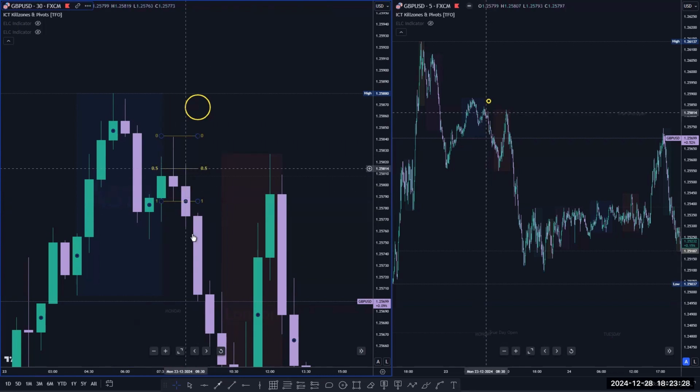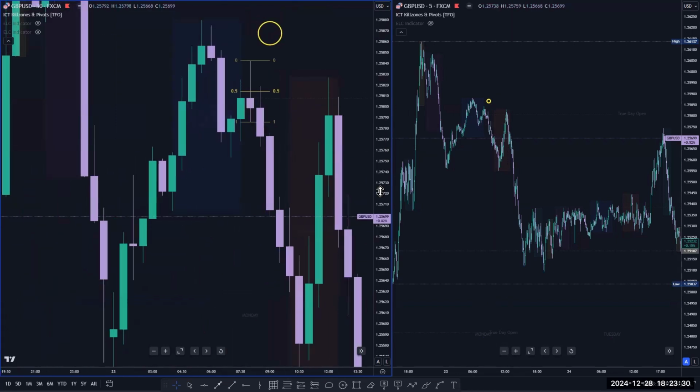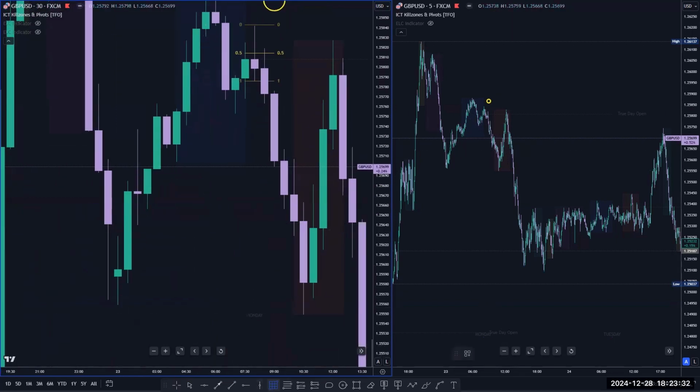That is where you take your first sell trade, and then you target the opposite. The opposite meaning here you had a buy signal. Why? Because the low of this candle is lower than the previous candle low, and the body of this candle closed above its own 50%.